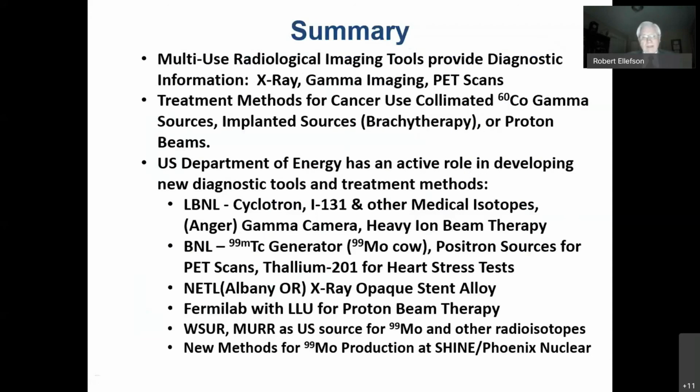Brookhaven National Laboratory gave us the technetium-99 generator, which is the moly cow that you can milk to get the technetium as you need it. They also developed positron sources for PET scans. They are the source of rubidium-82, which is used for heart stress tests, which we didn't cover directly.